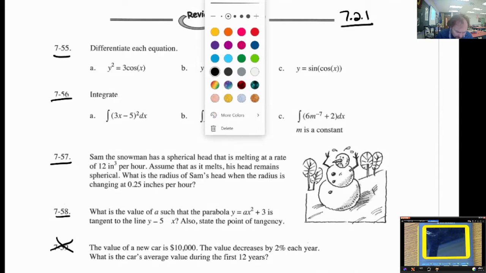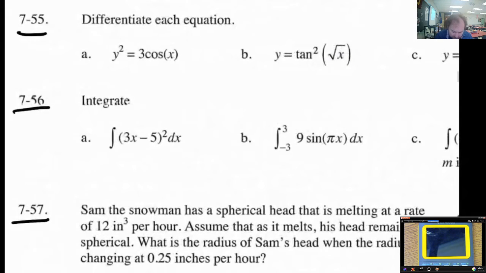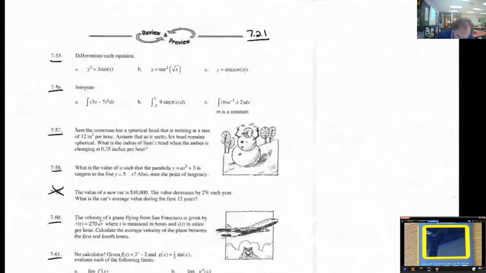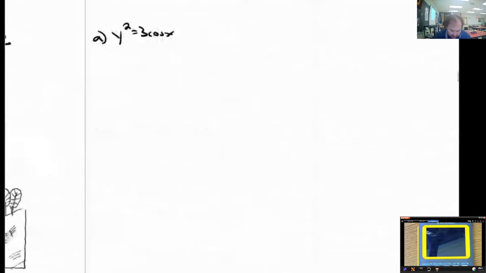So let's start there. I noticed that A, there are ways to get around this, but the best way to handle A is to do an implicit derivative. I know it looks like you could take the square root on both sides, and that would be a good idea to try, but I think it'd be better and more accurate, and you get the same answer anyway, if we just did an implicit derivative, which is what we're going to do. So I'm going to rewrite question A off to the side here. We have y squared equals 3 cosine of x, and let's jump into it.